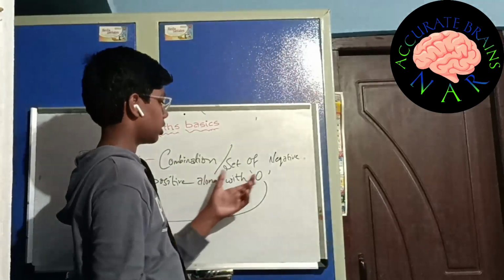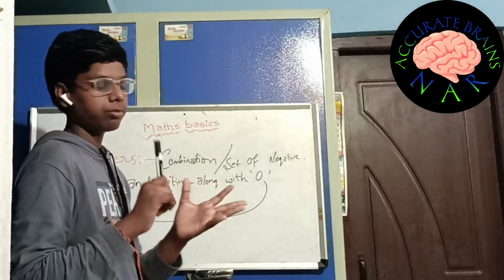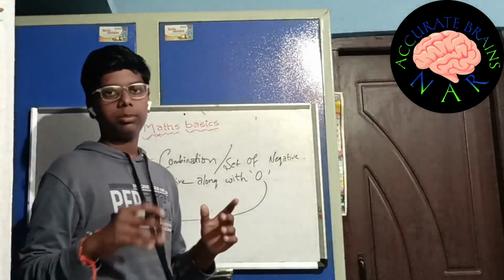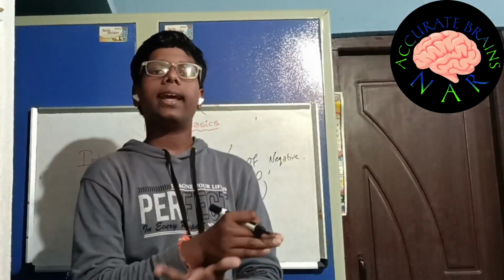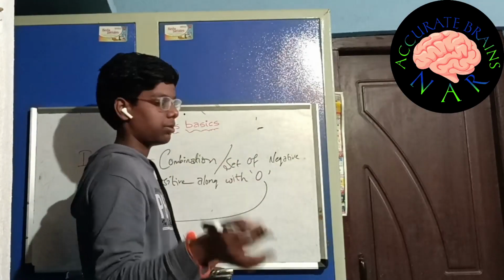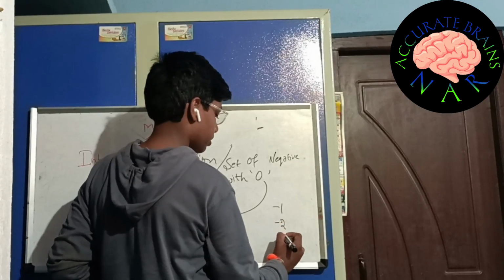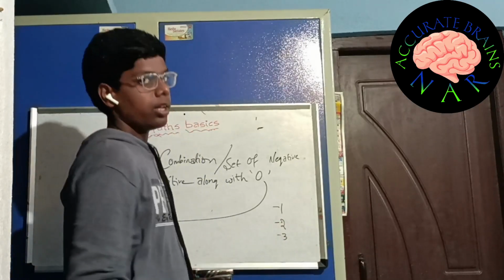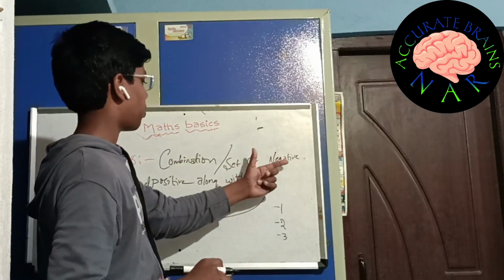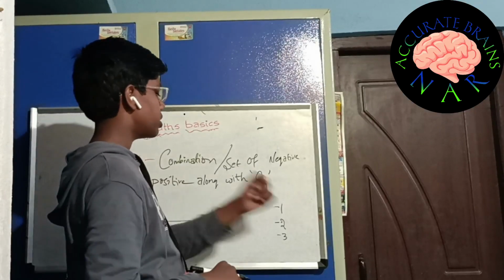Here we know that positive numbers are nothing but counting numbers, 1 to infinite. Negative numbers are nothing but the counting numbers which have a negative sign, which means a minus sign in front of the number. For example, -1, -2, -3, etc. These are called negative numbers. So the set of positive and negative numbers along with 0.